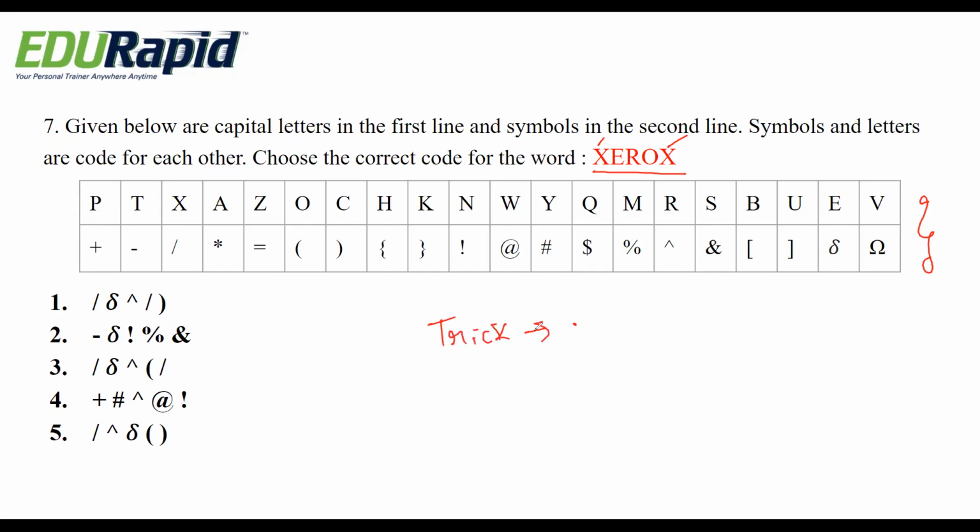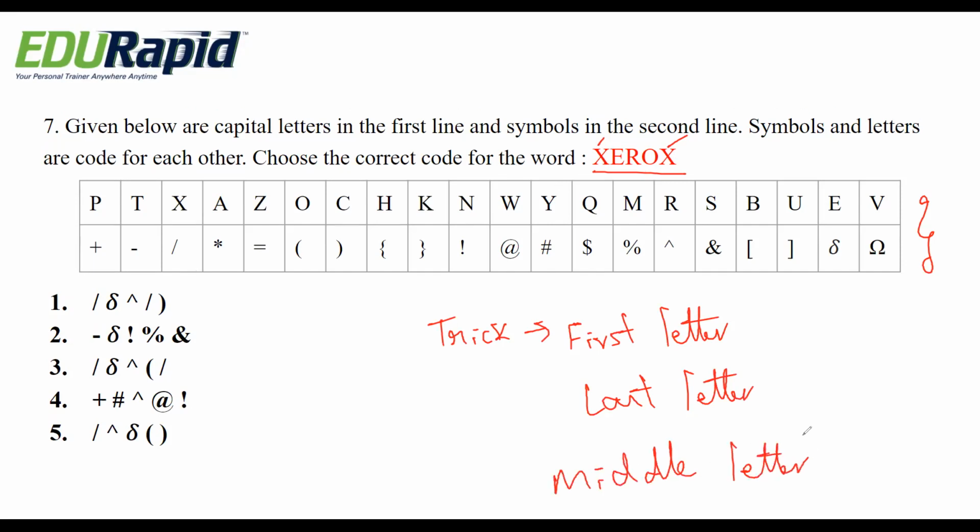For any term given like this, first you have to see the first letter, the last letter, and the middle letter. Usually these three are varied. If you observe these three letters first, you can easily identify the option. No need to check each and every letter. It consumes time. If you do it like this, it is very easy, and in less time you will get the answer.